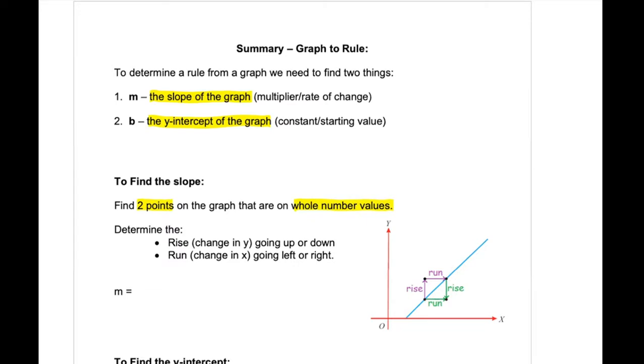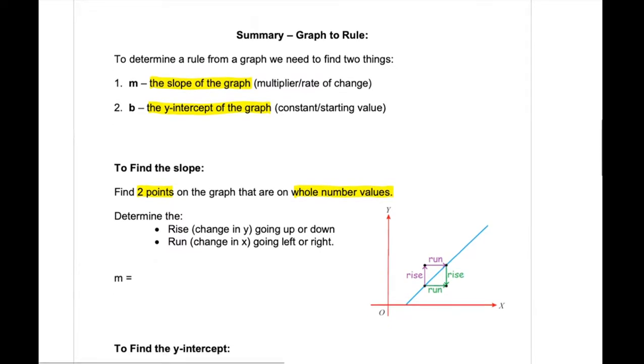The reason we want whole number values is just to make it easier for us to read the actual coordinates. If we're looking at points that are halfway between lines or things like that, we may get an inaccurate multiplier. So we need to determine 2 things. We need to determine the rise, which is the change in y going up or down, and we need to figure out the run, which is the change in x going left or right.